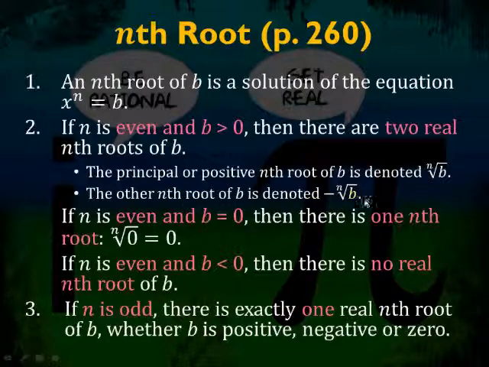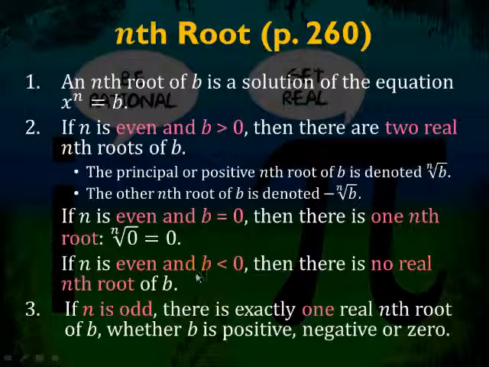So if I put negative 4th root of 16, that would be negative 2. If n is even and b is 0, then there's only one nth root, 0. So x to the 2nd power equals 0 is 0, x to the 4th power equals 0.